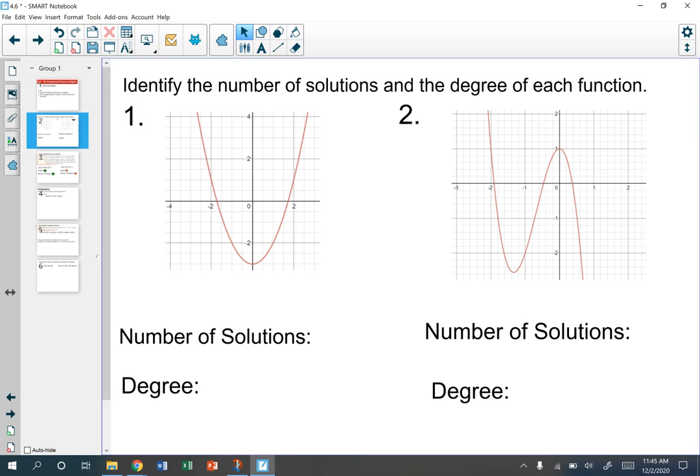So to get started, these are just two graphs here that we want to identify the number of solutions and the degree. So go ahead, pause the video, take a couple seconds to do that. On number 1, we can see that this crosses the x-axis twice, right? So we're going to have 2 zeros. So the number of solutions is 2, which means the degree, right, is also 2. This is a parabola or a quadratic function, which is x squared, and we know the degree of that is 2.